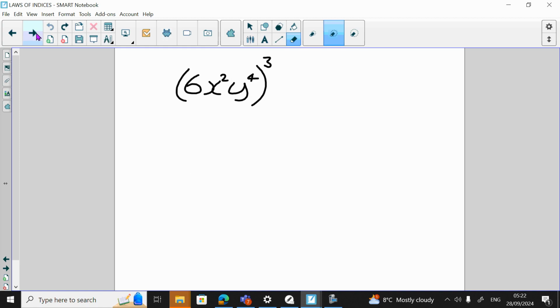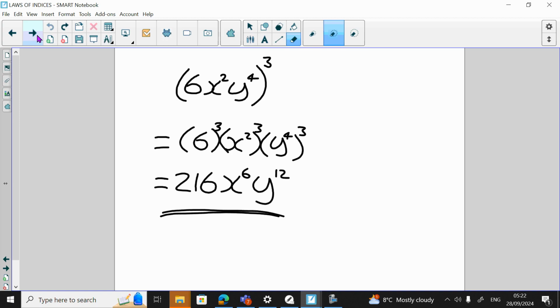Right. We've got 3 items here: 6, x squared, y to the 4. All are going to get raised to the power of 3. So 6 to the power of 3, x squared to the power of 3, y to the 4 to the power of 3. 6 to the power of 3 is 216. So that's what I'm saying. Each individually gets raised to the power.